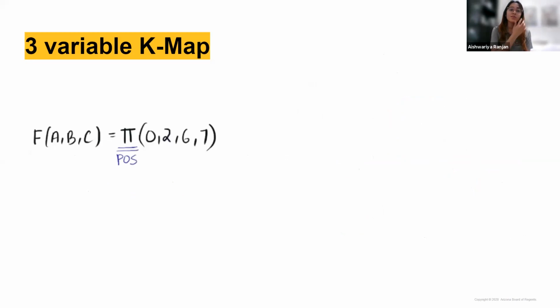Okay, so this is a 3-variable Kmap example again, but over here we are finding the product of sums instead of the sum of products, as you can see from this pie over here. So again, I'm just going to give you 2 minutes to quickly figure this out, and then I'll go over the answers.